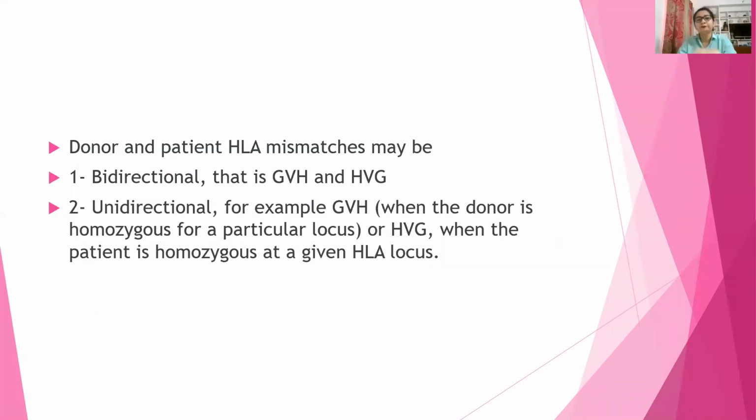So what will happen? When the donor is homozygous for a particular locus, you will get a reaction only in one direction, which is the graft versus host direction. But when the patient is homozygous for a given locus, then you will find that it is a graft versus host reaction, but not the other way around.